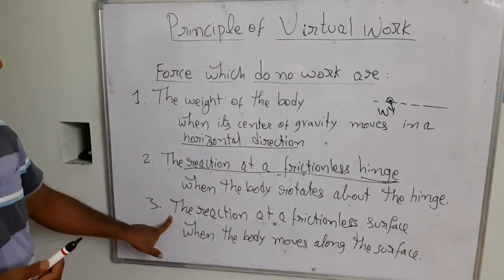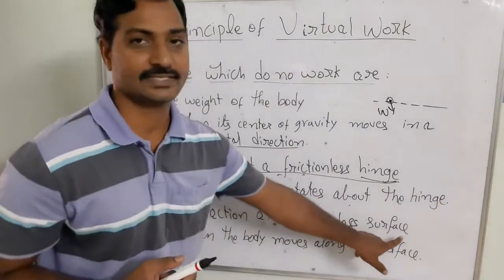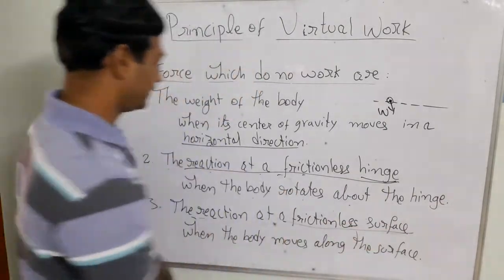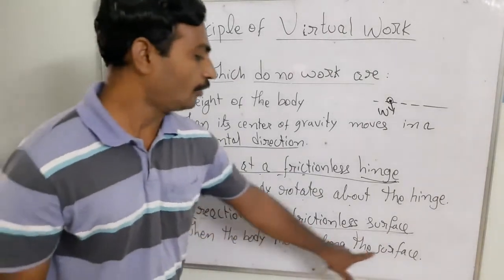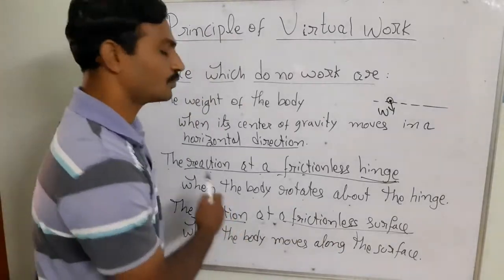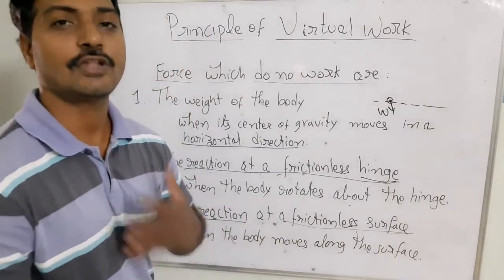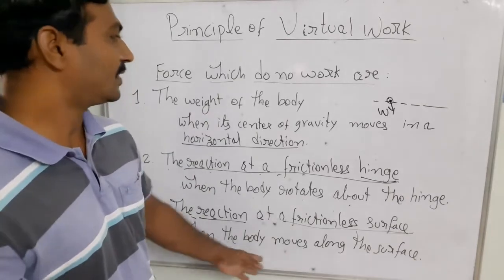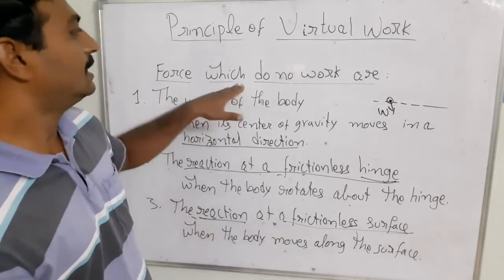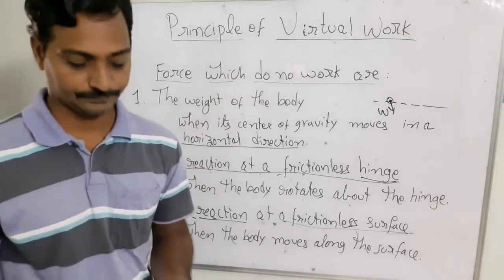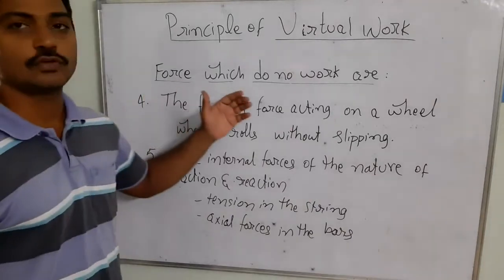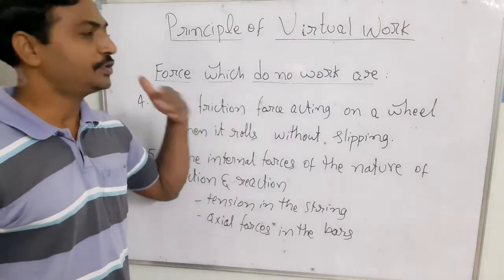The third point is the reaction at a frictionless surface. When the body moves along the surface, the reactions that the frictionless surface generates do not come into the picture for generating work. That means these reaction forces also generate no work. There are some other forces also which generate no work.